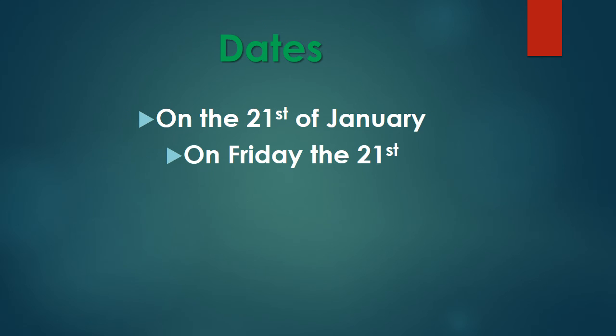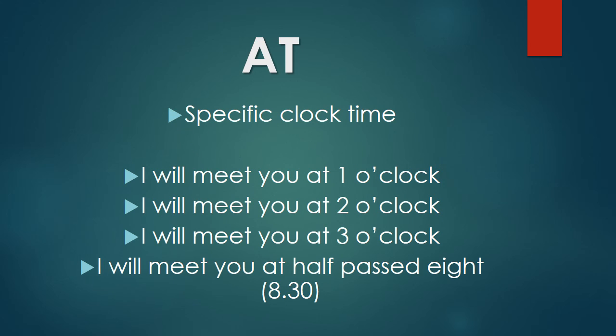Right? Dates: on the 21st of January, on Friday the 21st, on the 21st of January, on Friday. So we use "at" with specific clock times. I will meet you at 1 o'clock. I will meet you at 2 o'clock. I'll meet you at 3 o'clock. I'll meet you at 8:30.